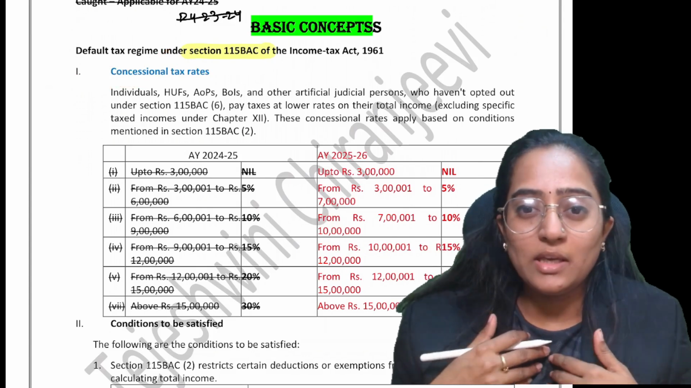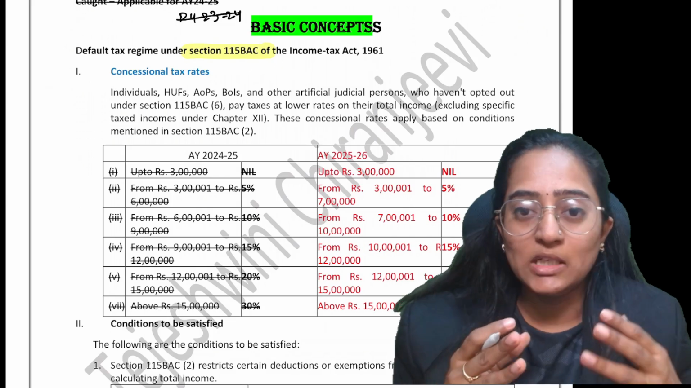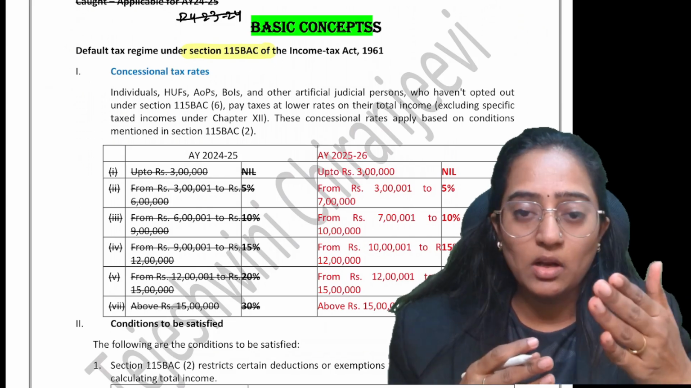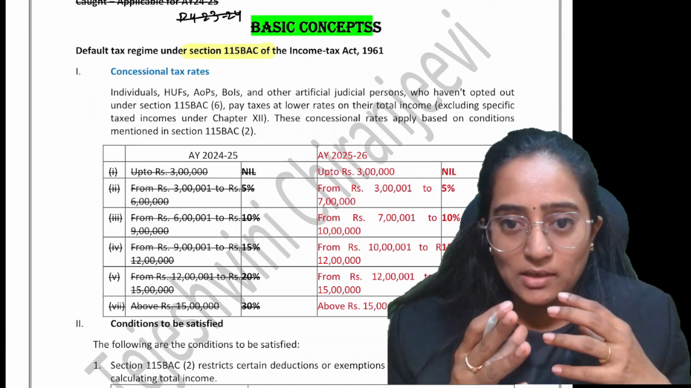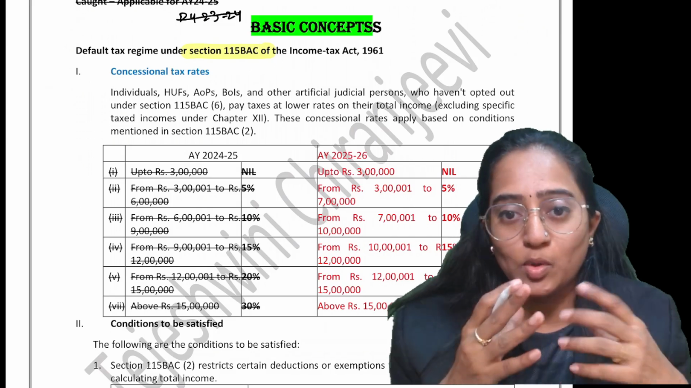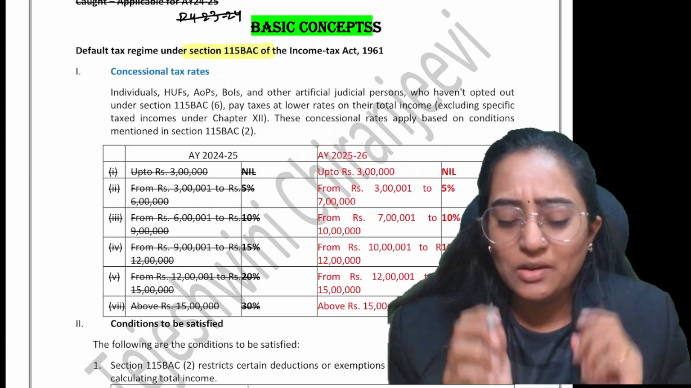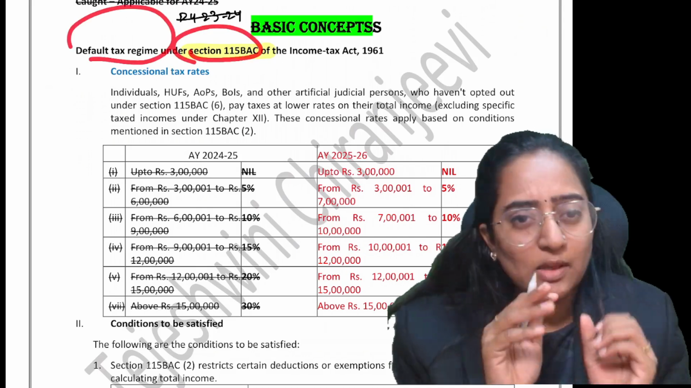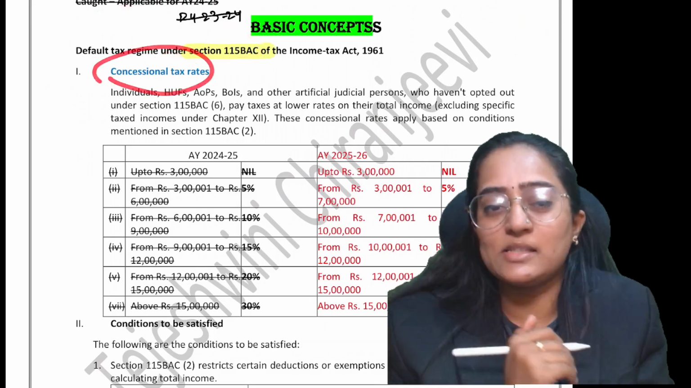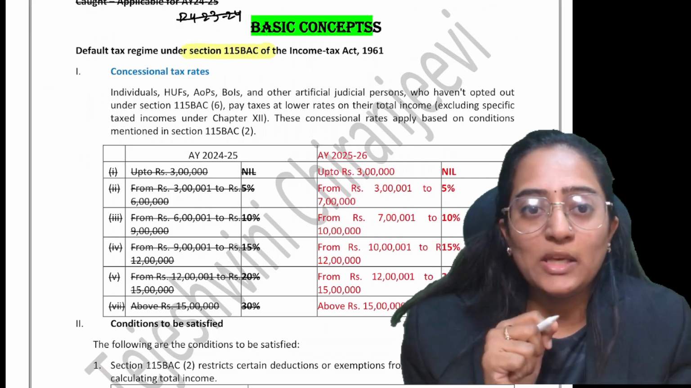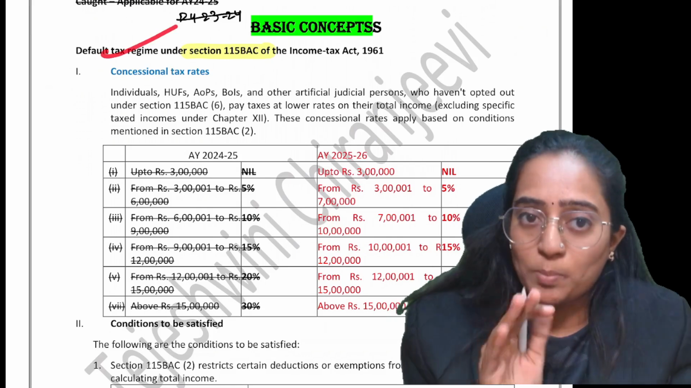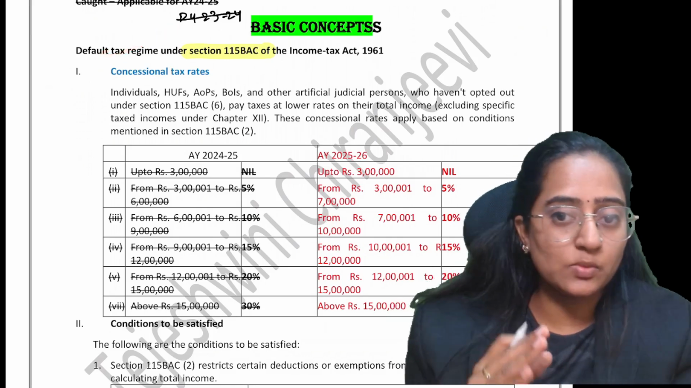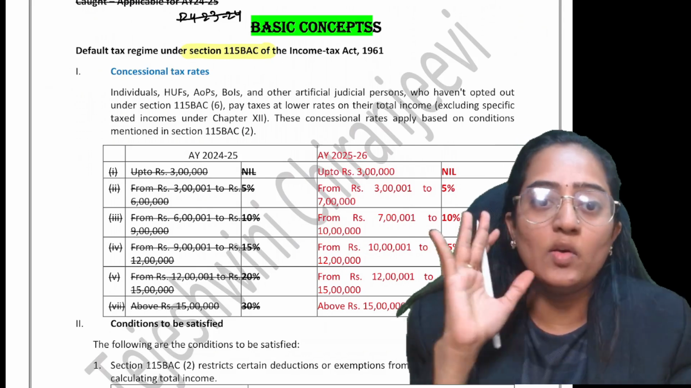We all have nicknames. If your name is Rahul, you will have other nicknames like Chinnu, Sonu, Monu. Similarly, for 115BAC, we call it the default tax regime and the concessional tax rates. Different names are used. Opting in for the default tax regime means you are opting for 115BAC. That is what that particular line in your exam means.